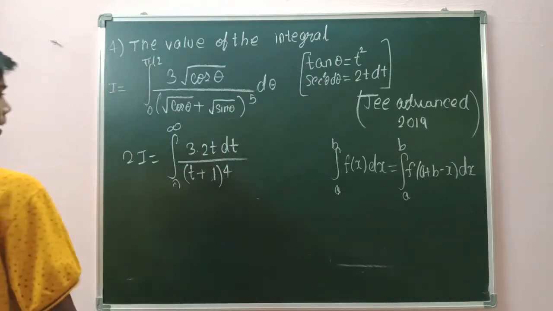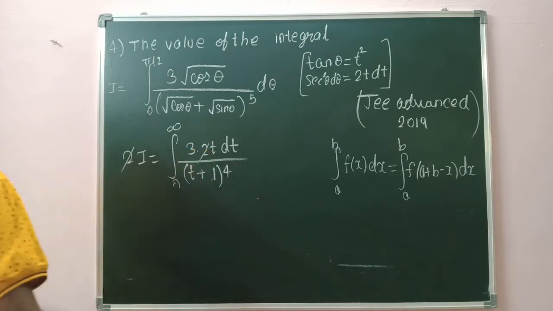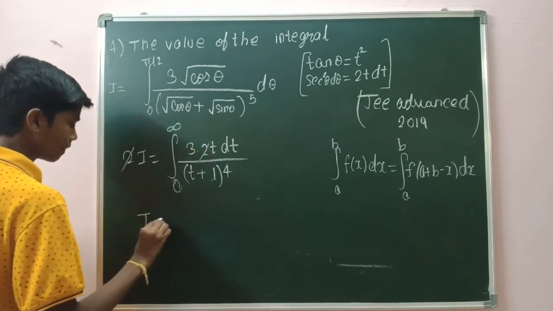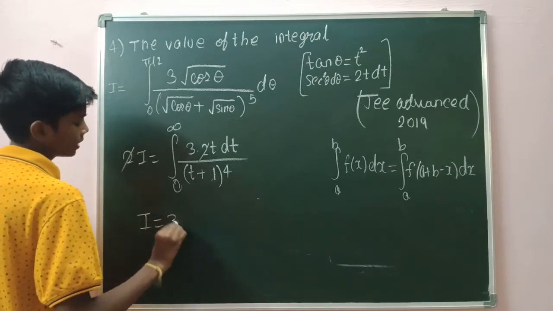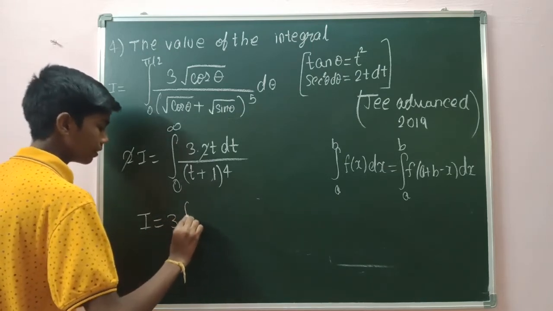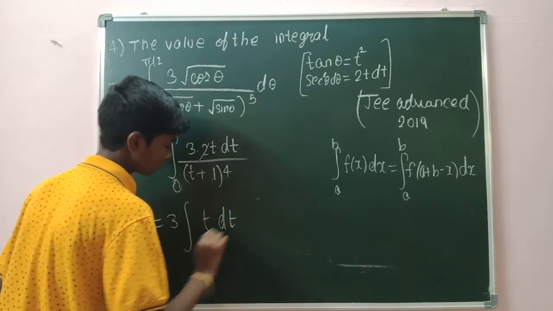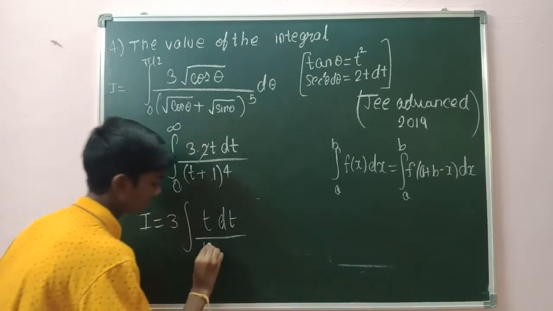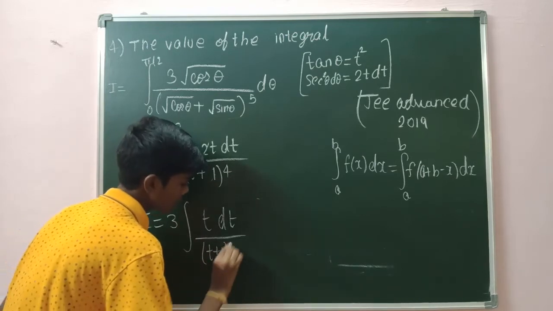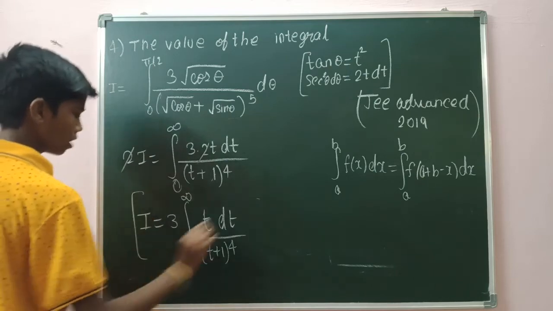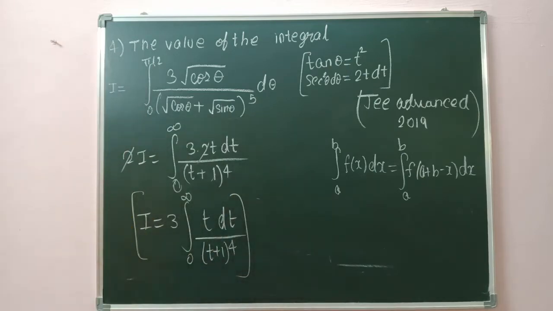Hence, I can cancel these two 2's now. Therefore, I will get I as, I'll take the 3 outside, 3 into integral of t dt by (t plus 1) power 4 from 0 to infinity. This is what I got now. So this is the value of I I am having now. Now I need to do some simplifications and therefore I can get the answer easily.